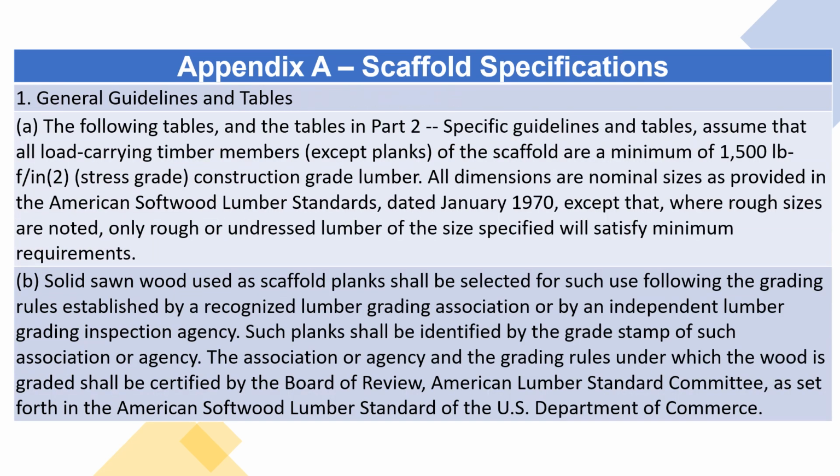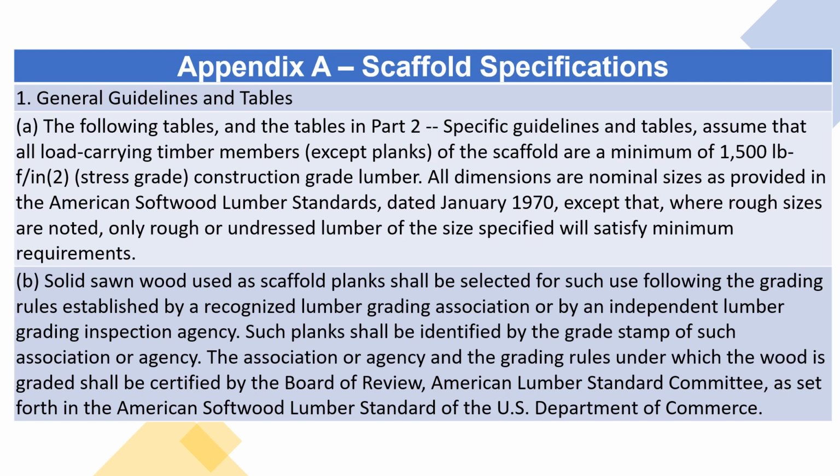1. General Guidelines and Tables. The following tables, and the tables in Part 2 specific guidelines and tables, assume that all load-carrying timber members, except planks, of the scaffold are a minimum of 1,500 lbf/in² stress grade, construction grade lumber. All dimensions are nominal sizes as provided in the American Softwood Lumber Standards, dated January 1970, except that, where rough sizes are noted, only rough or undressed lumber of the size specified will satisfy minimum requirements.